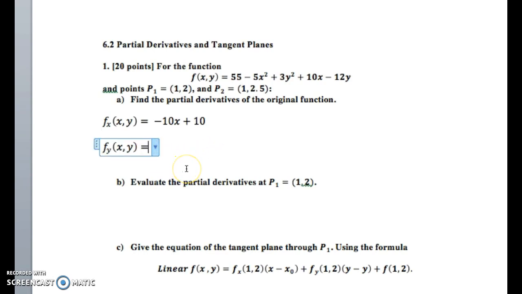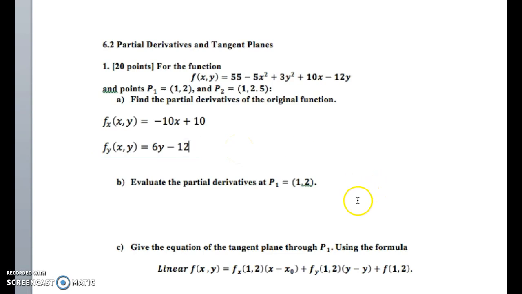Now if you take the derivative with respect to y, you do something similar, but now you hold all of the x's as a constant. So 55, the derivative is 0, minus 5x squared, the derivative is 0, and then we're going to get 6y minus 12, and the rest drops out.